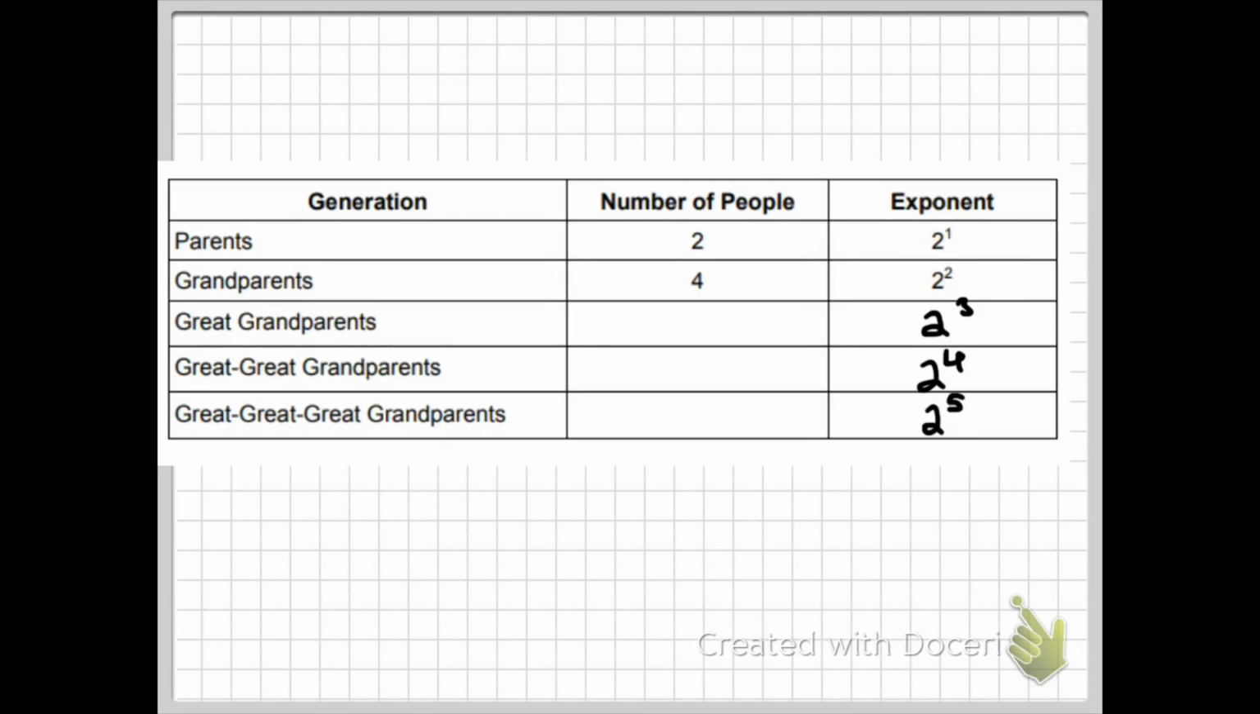We have 2 to the 3rd power, which is 2 times 2 times 2, which gives us 8. So that does work. Then we have 2 to the 4th power. So that's 4 times 2 times 2, which is 4, 8, 16. And then 2 to the 5th power, we end up getting 32.